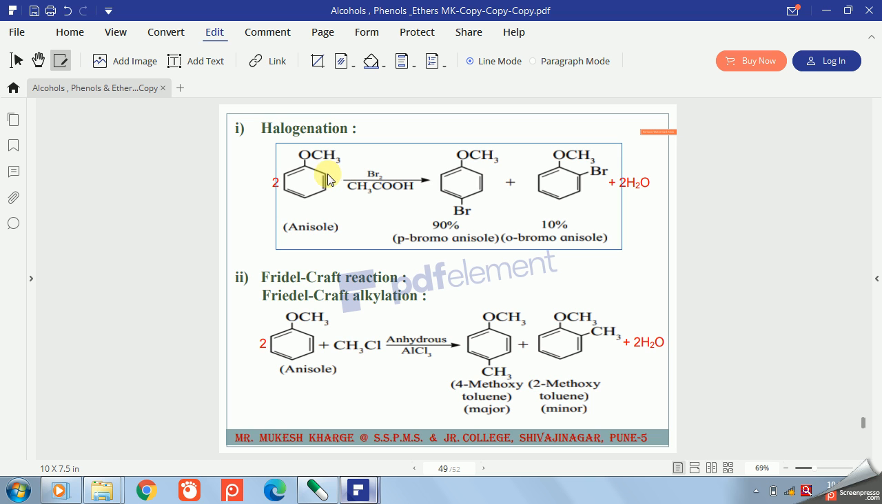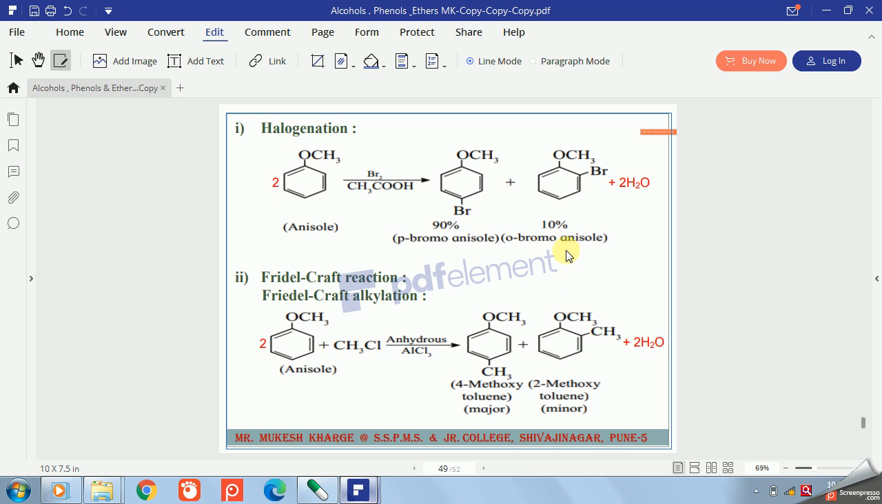We can substitute the hydrogen from ortho and para position. So what we get? We get a mixture of ortho bromo anisole and para bromo anisole. As OCH3 and Br are bulkier groups and they are negatively charged groups, if they are present exactly opposite, then that is more stable. So a higher percentage of para bromo anisole is obtained, near about 90%. This is the major product, and ortho bromo anisole is only 10%.